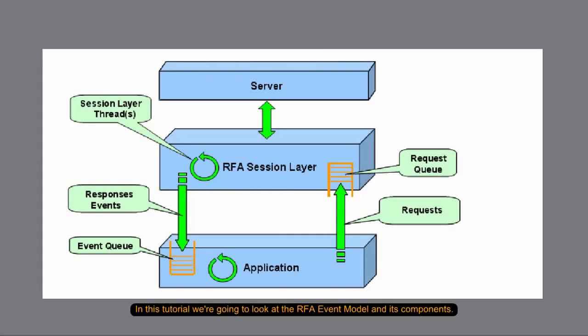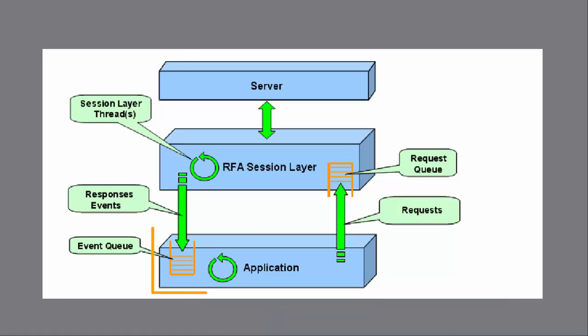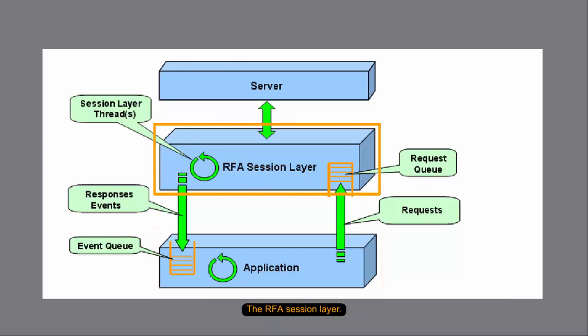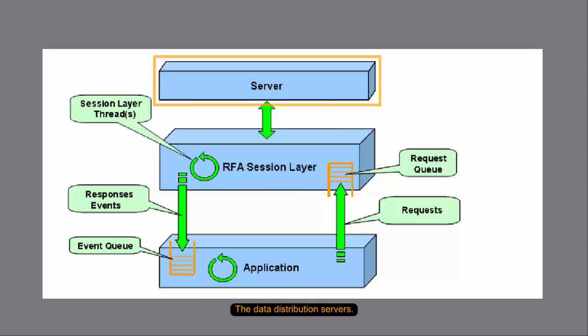In this tutorial, we're going to look at the RFA event model and its components. There are three layers in the RFA event model: the application layer, the RFA session layer, and the data distribution server.